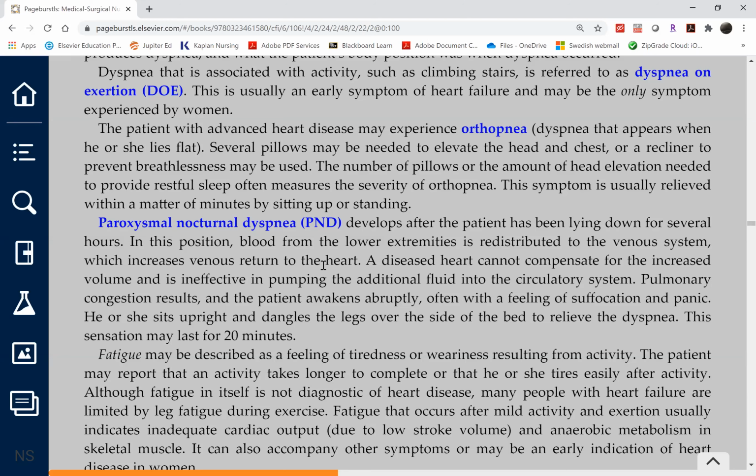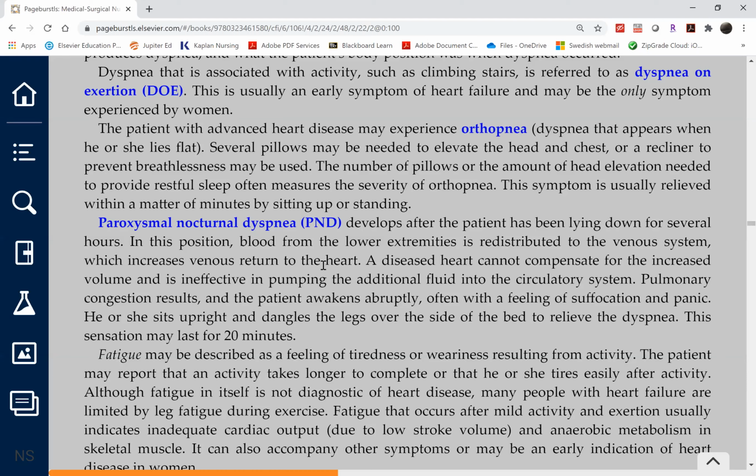The preload increases all of a sudden because all the fluid that was accumulating in dependent areas, in the legs, for instance, in the sacrum, or even in the scrotum, now returns to the vascular compartment, causing a sudden increase in preload, overwhelming the heart, causing the dyspnea, causing pulmonary edema. So it wakes the patient up.